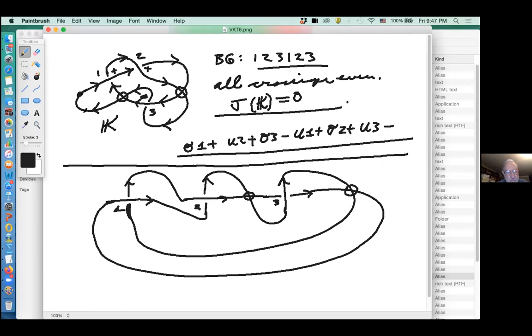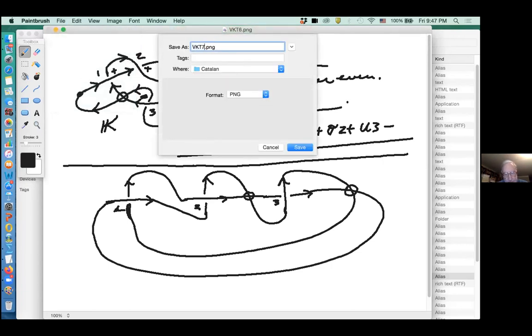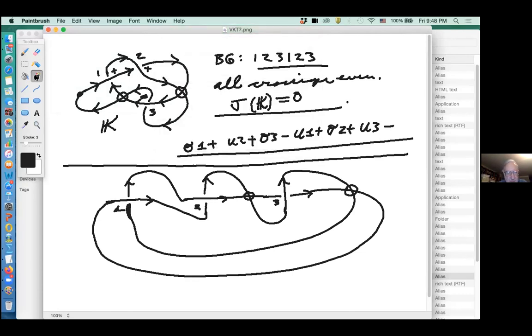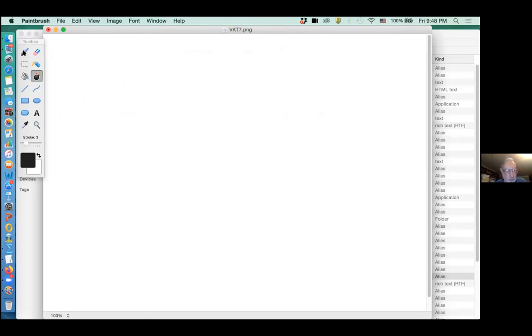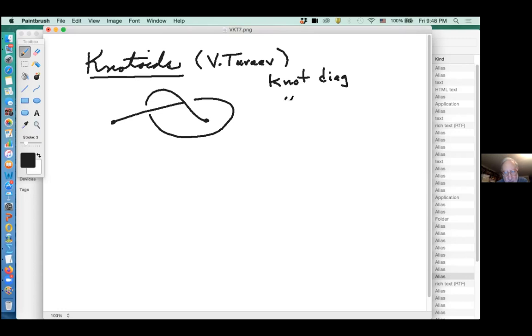Okay, so I want to mention one more thing about parity. And in the course of that, to tell you about another variant, which I think we will use. There's a variant of knot theory called knotoids, which was defined and named by Vladimir Turaev. And a knotoid is a gadget like this. No virtual crossings, but it's a knot with endpoints. A knot diagram with endpoints.